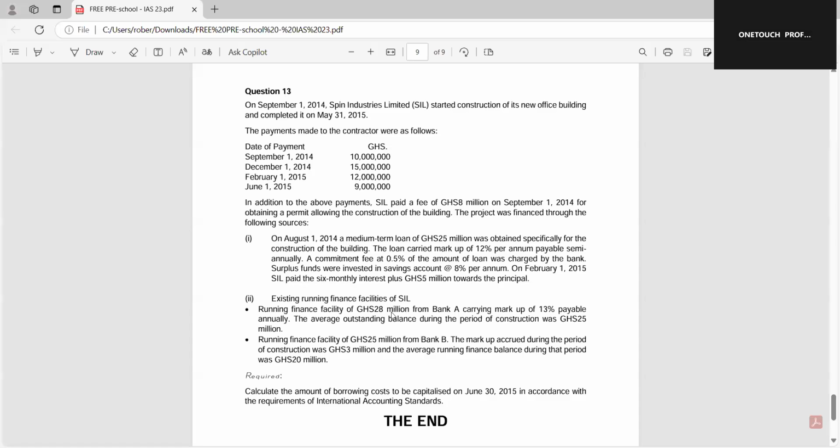So let's look at the first one. Running finance facility of 28 million from Bank A, carrying a markup of 13% payable annually. The average outstanding balance during the period of construction was 25 million. Then this one is a markup of, okay. Stuff like that.